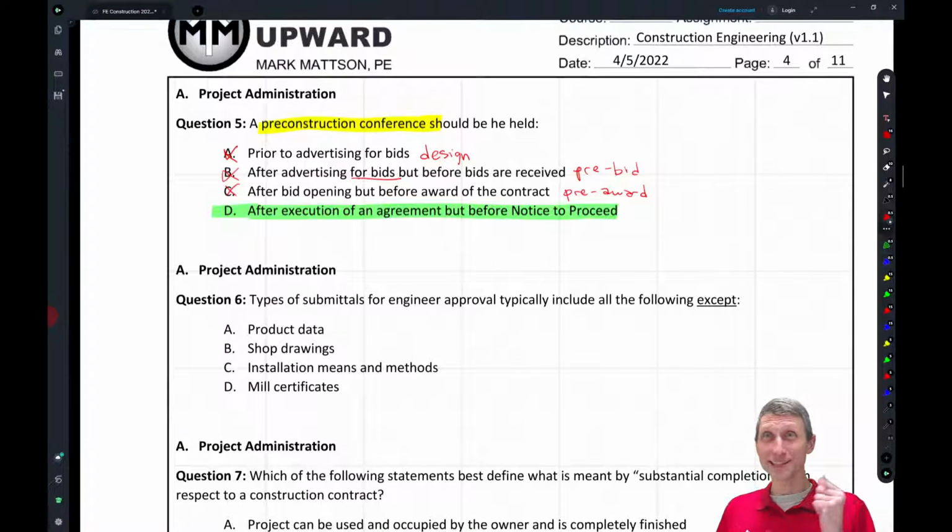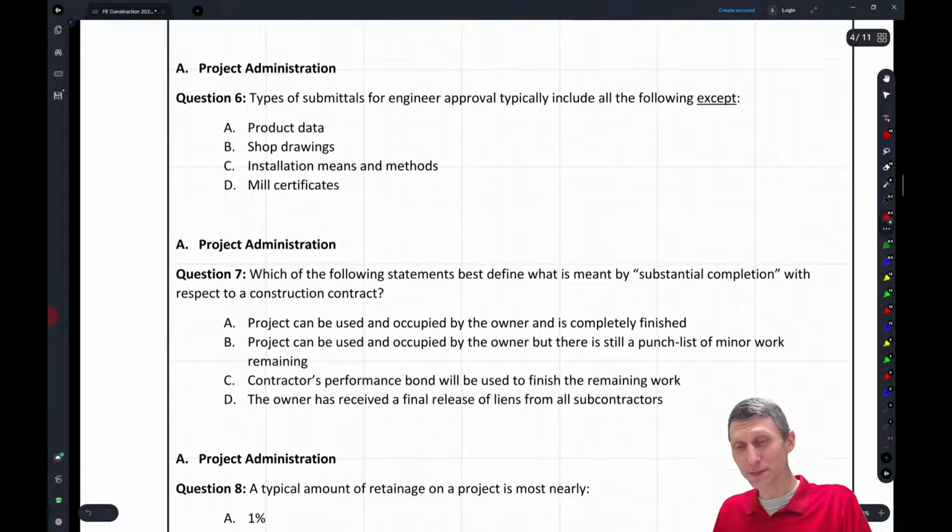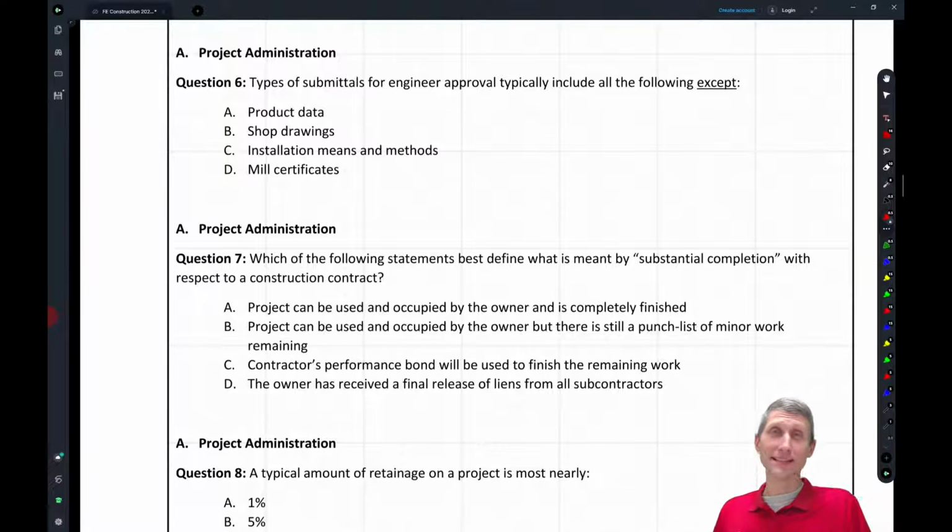Okay, let's keep going. We good? I think so. Project admin. Okay, project admin, we're still there. Types of submittals. What's a submittal? It's something that gets submitted. And my kids would yell at me like, you can't use the word in its definition.